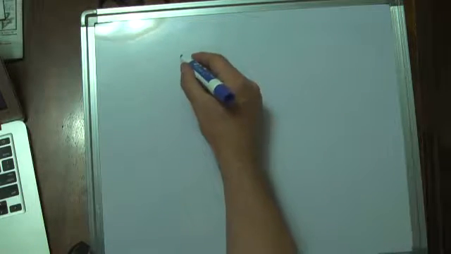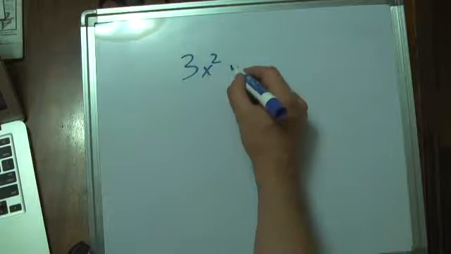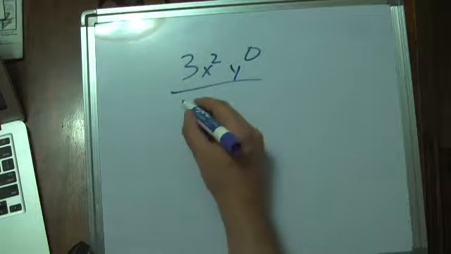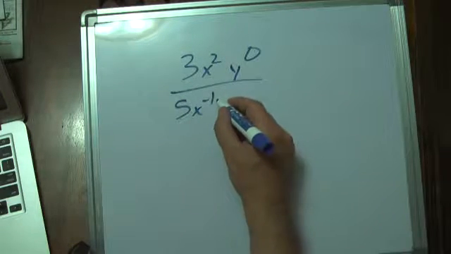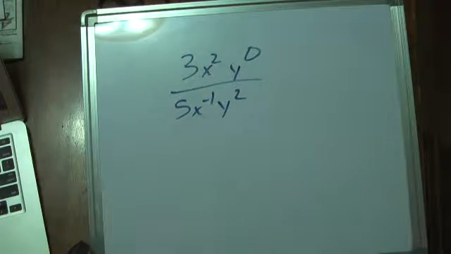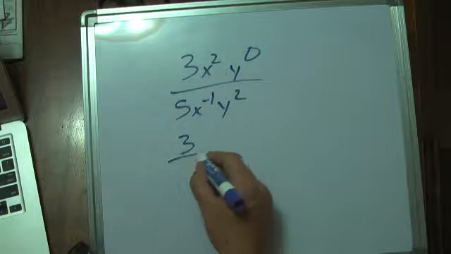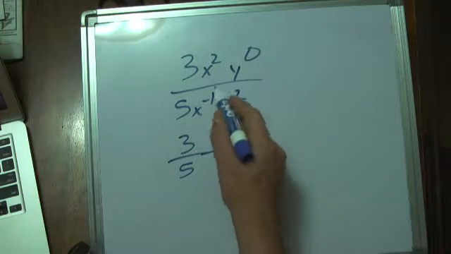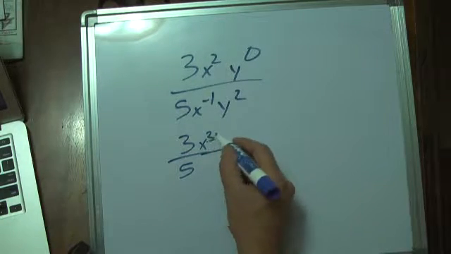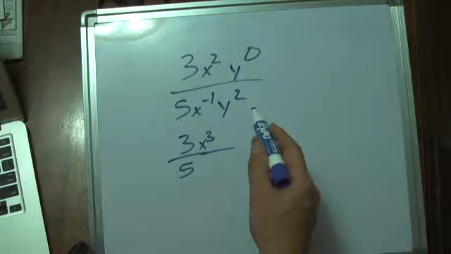Okay, question number 25. If x equals 2 and y equals 3, what is the value of this? 3x squared y to the 0 over 5x to the negative 1 y squared. I'm going to simplify this before plugging in x equals 2 and y equals 3. So that will be 3 fifths still, x to the third on top and y to the second on bottom.